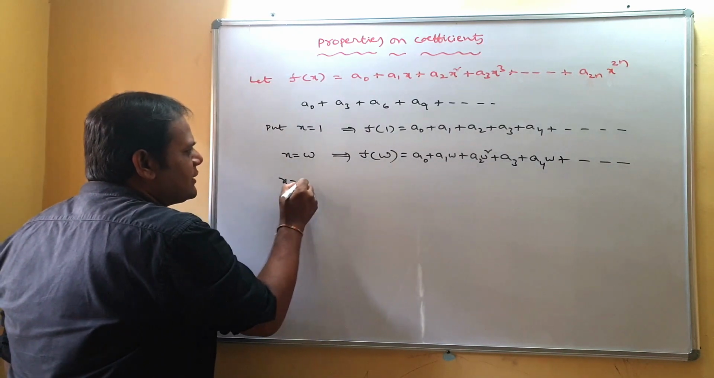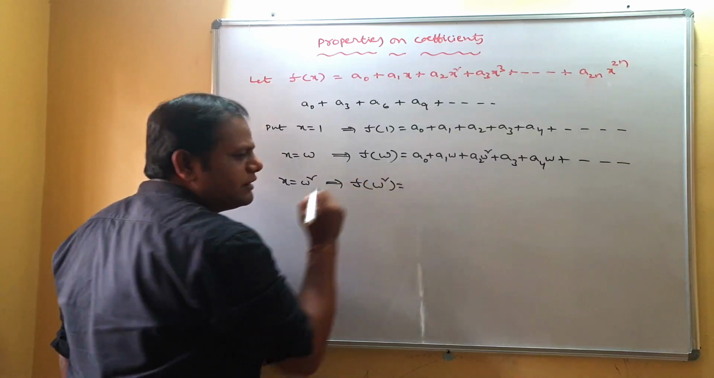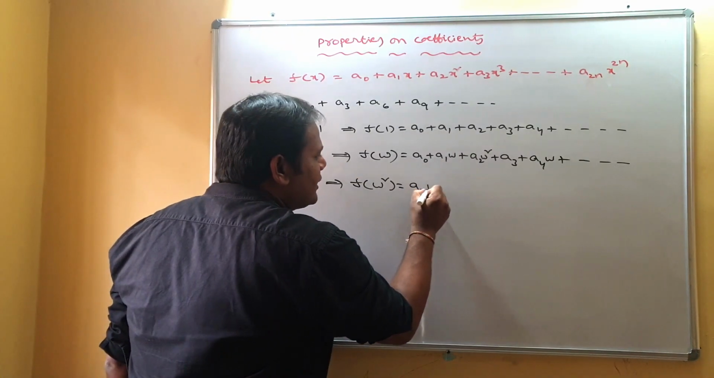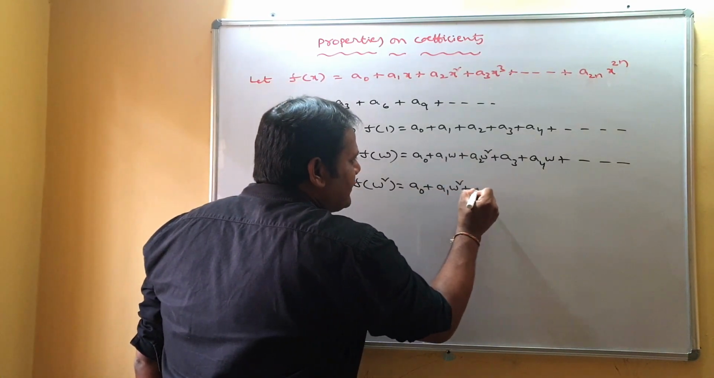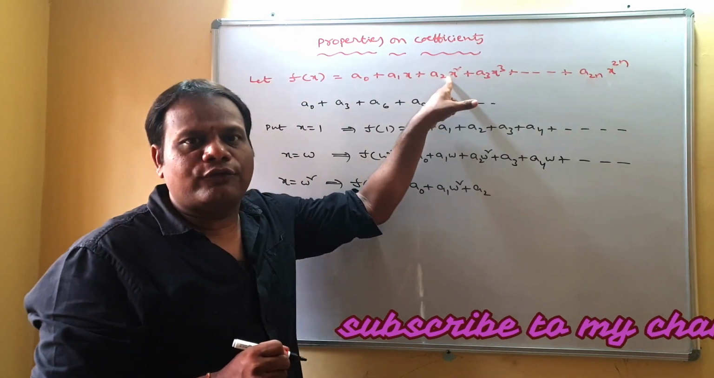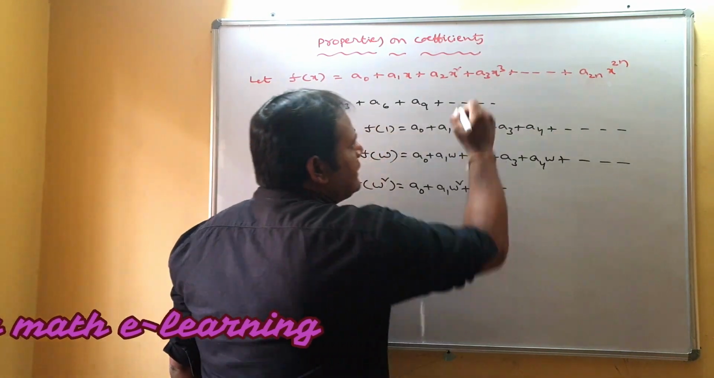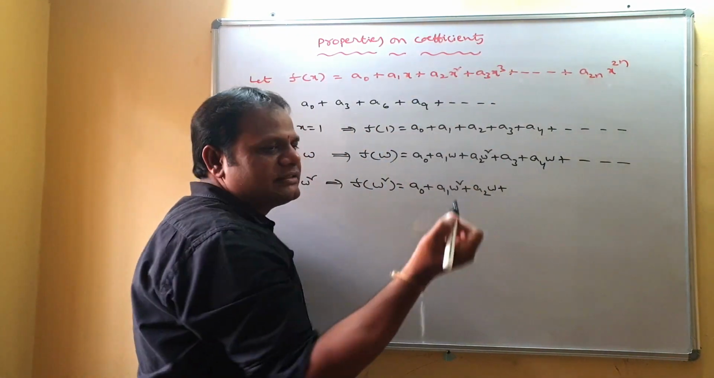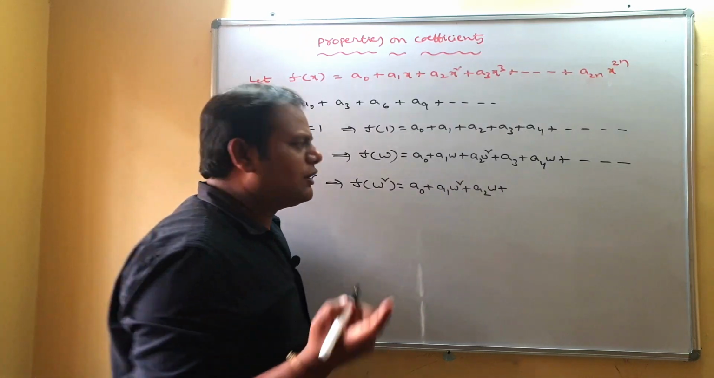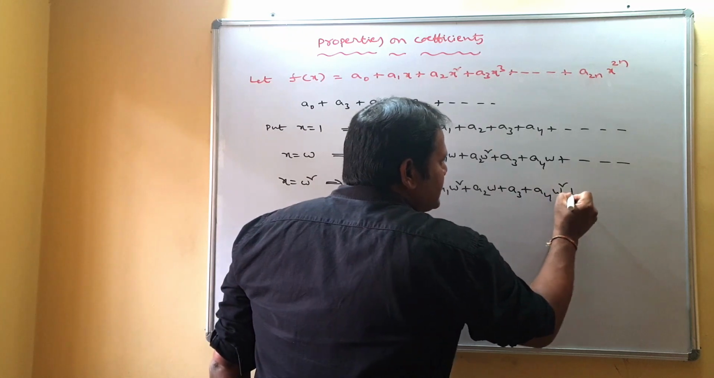Now you take x equal to omega square. What we get? F of omega square equals a0, a1 omega square, a2 omega square whole square, omega power 4. What is omega power 4? It is omega. So a2 omega plus a3 omega power 6. Yes, omega power multiple of 3 is 1. So it is a3 and a4 omega square plus so on.